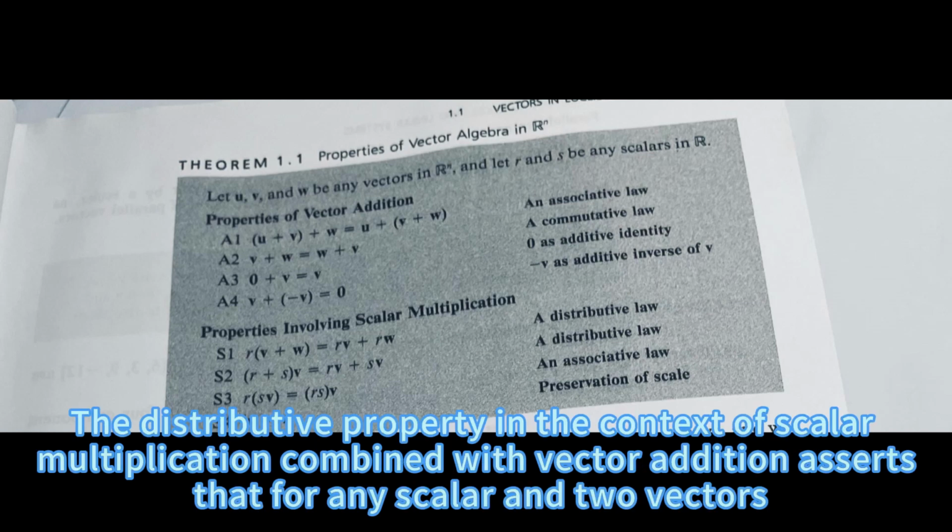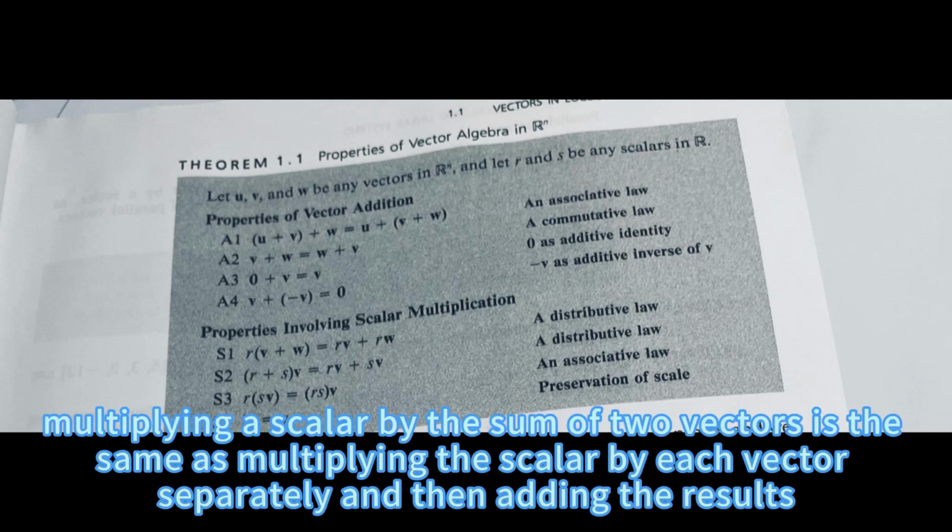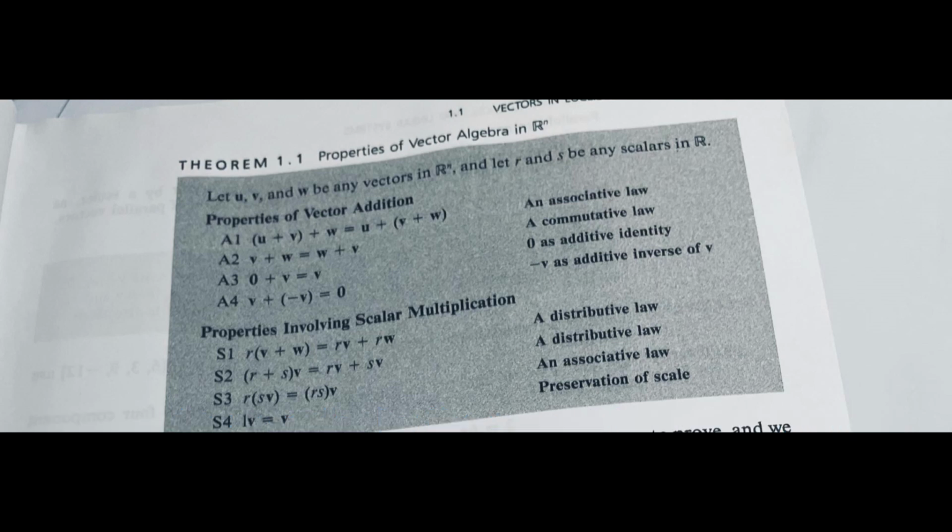The distributive property in the context of scalar multiplication combined with factor addition asserts that for any scalar and two factors, the scalar multiplication can be distributed across the factor addition. In other words, multiplying a scalar by the sum of two factors is the same as multiplying the scalar by each factor separately and then adding the results.